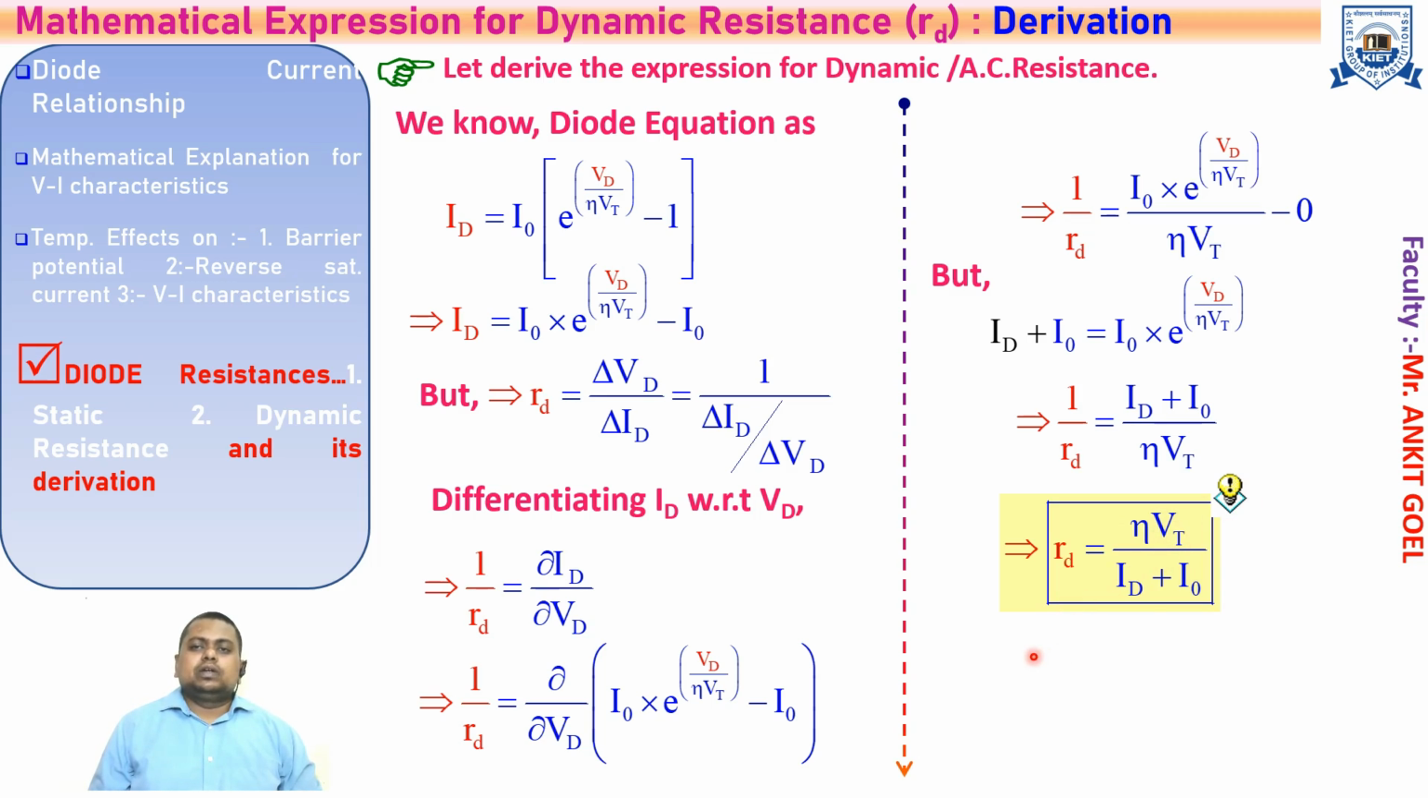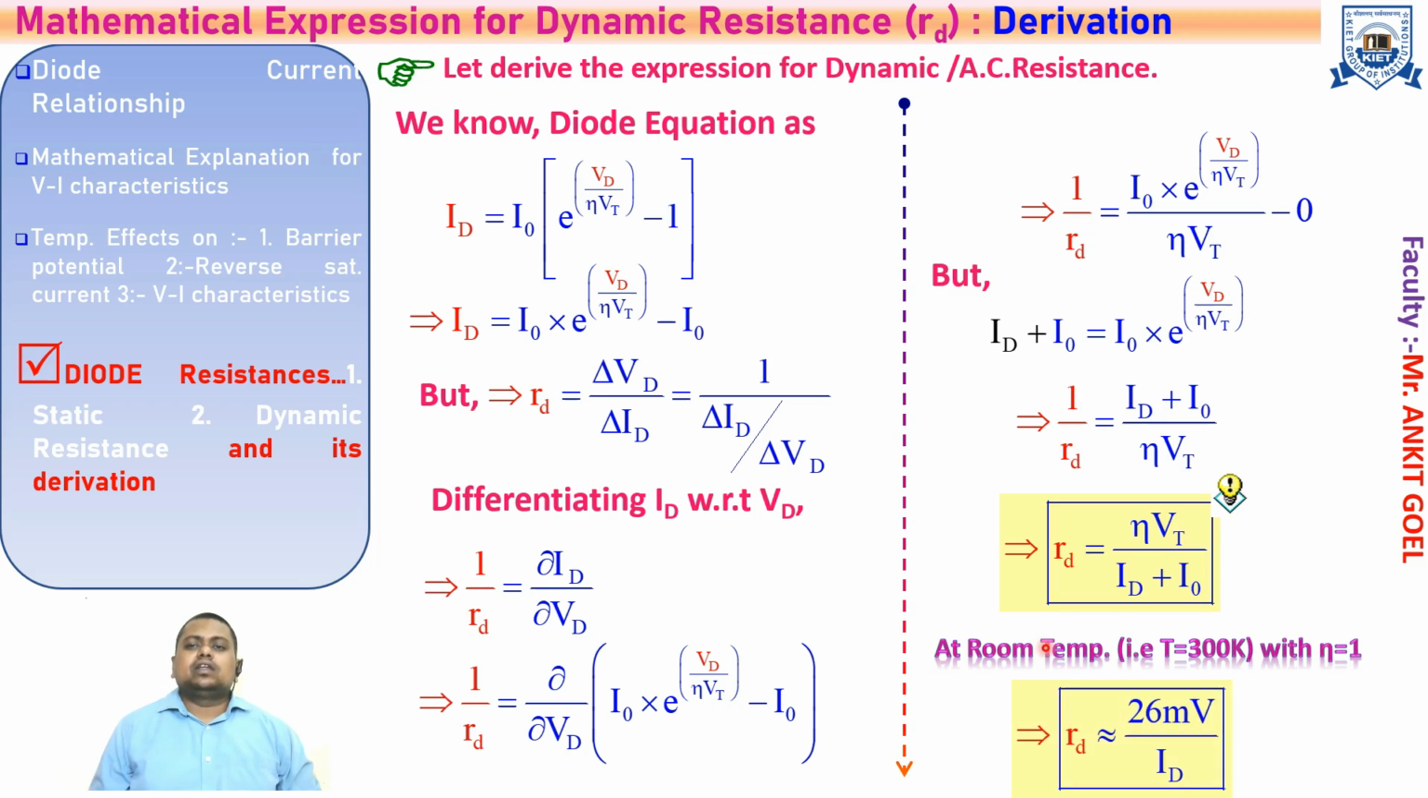Let's approximate it for the semiconductor constant value 1 and at room temperature. At room temperature, Vt is 26 millivolt, and put eta equals 1. So at room temperature, the dynamic resistance can be given approximately as 26 millivolt upon the diode current, that is Id. So this is the mathematical expression for the dynamic resistance.